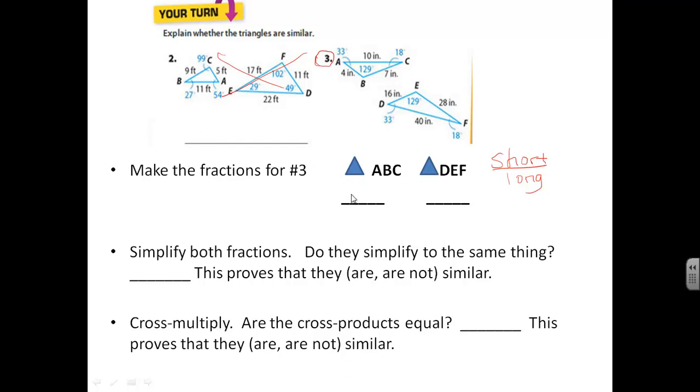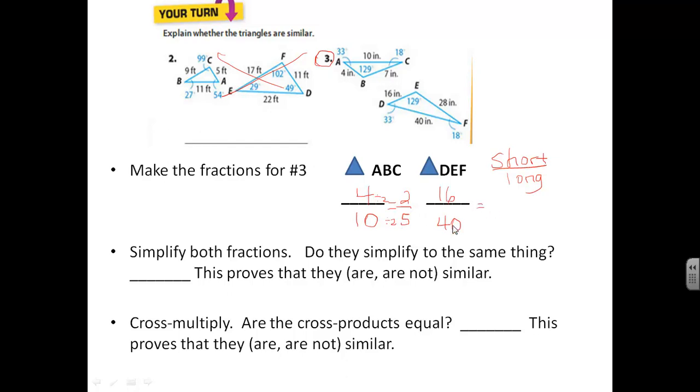Okay, triangle ABC, 4/10. Triangle DEF, 16/40. Simplify both fractions. Since both of these are even, the numerator and denominator will both divide by 2, giving us 2/5.